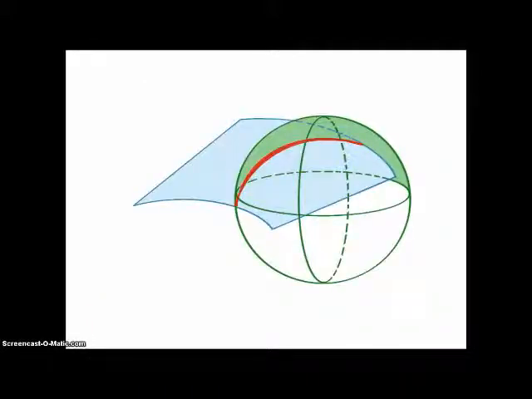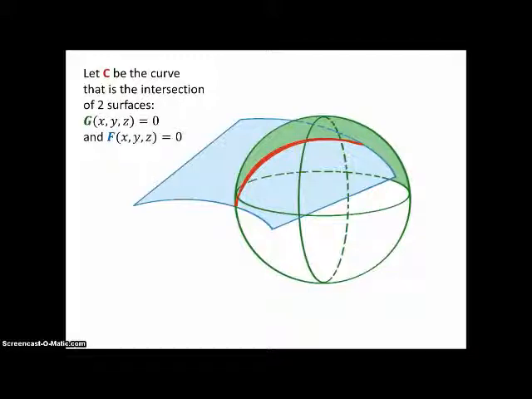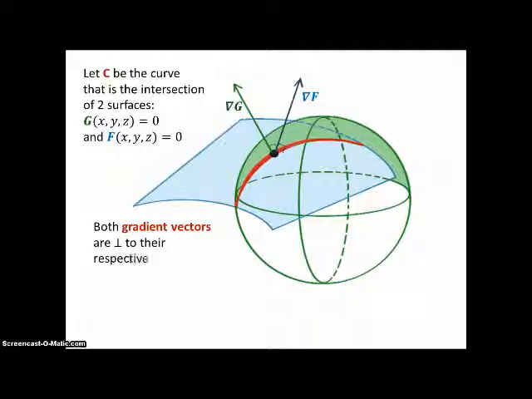Now here's another application. Let's say we have two surfaces and they intersect at that red curve. We've got the blue curvy surface and then we've got a green curvy surface, and we're interested in the curve of intersection. So let C be the curve that is the intersection of two surfaces, G of xyz equals 0 and F of xyz equals 0. Well, we know that the gradient for G is perpendicular to the green surface, and the gradient vector for F is perpendicular to the blue surface, and therefore they're both perpendicular to that red curve. Both gradient vectors are perpendicular to their respective surfaces, and therefore both are perpendicular to C.